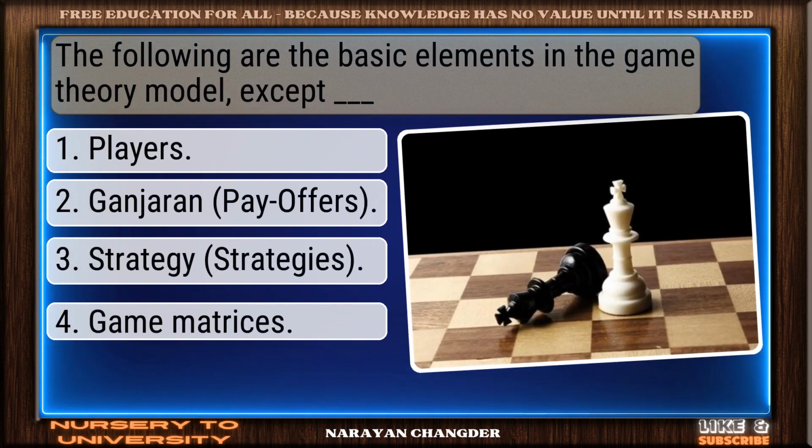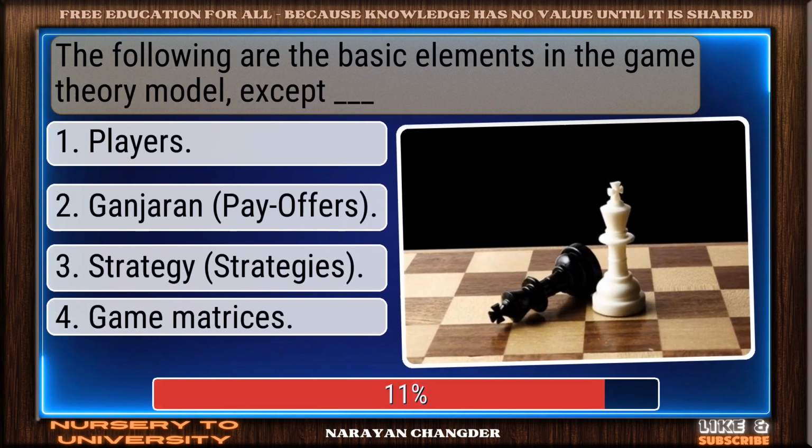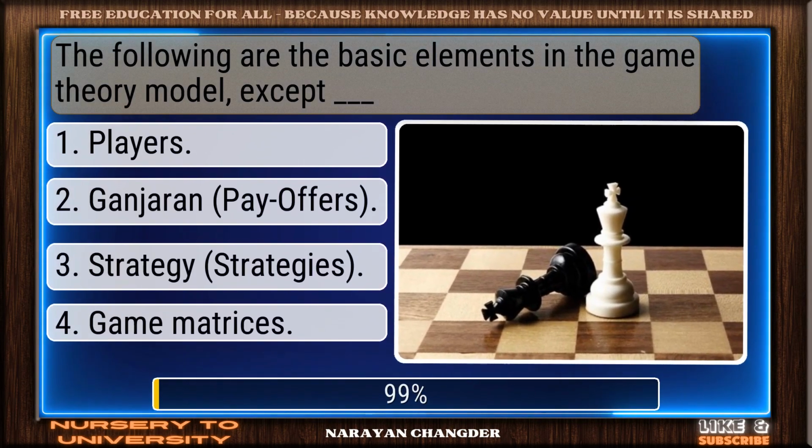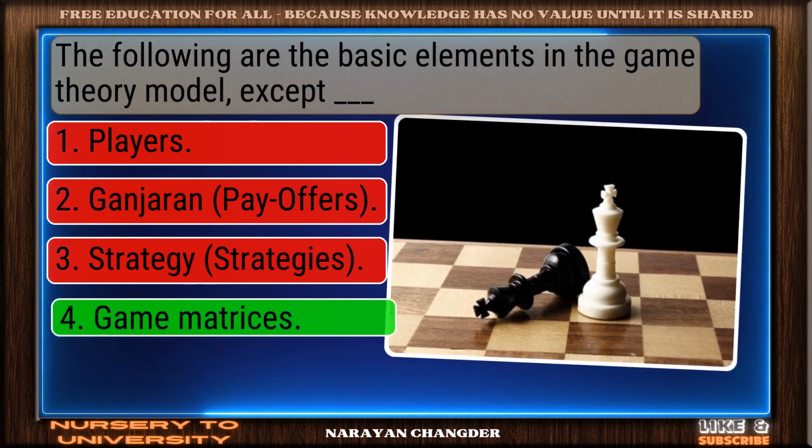The following are the basic elements in the game theory model, except ___. Excellent choice. Game matrices is the right answer.